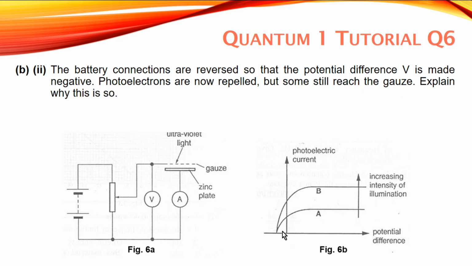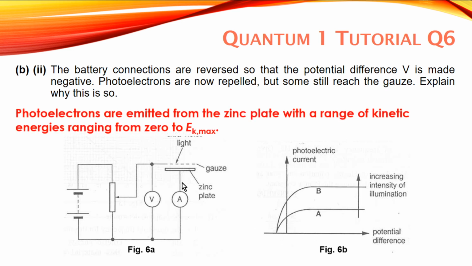Because we see that when the voltage is negative, there's still some current detected. That means there are still some electrons collected by the gauze. So why is it that the electrons are repelled by the gauze and yet we can still collect the electrons? Well, what happened is that the electrons are actually emitted from the zinc plate with all kinds of speeds. Some slow, some very slow, some very fast. So although all the electrons are repelled, the slow ones will get stopped halfway.